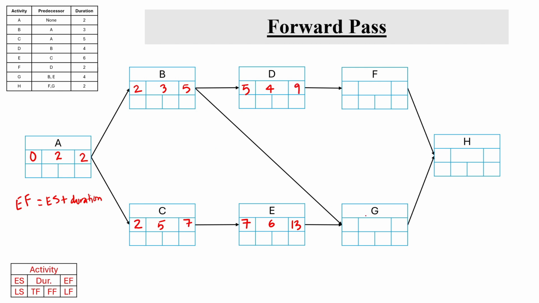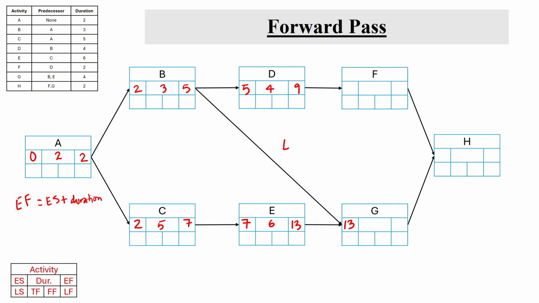Now for activity G, it has two predecessors, activity B and activity E. So both of these activities need to be completed to start activity G. Can the early start of G be 5? So at the end of day 5, activity E will not have been completed, right? So the early start of activity G should be 13.